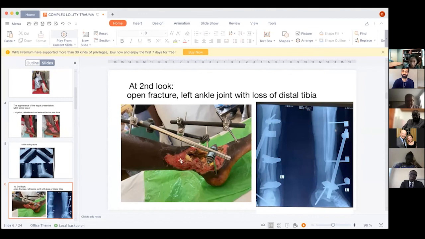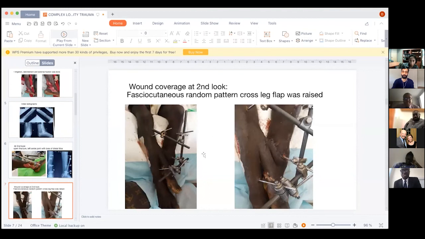An extensive loss of skin, fascia, muscle, and tendons. So we decided to raise the cross leg flap at the time of the second look, which was fasciocutaneous. Just as described, we didn't include the soleus, just the fascia and the skin. Random pattern, and we stabilized the flap with an external fixator. We sometimes use a cast, but in this case, we used an external fixator to stabilize it. And the patient was left in this for 2 weeks.